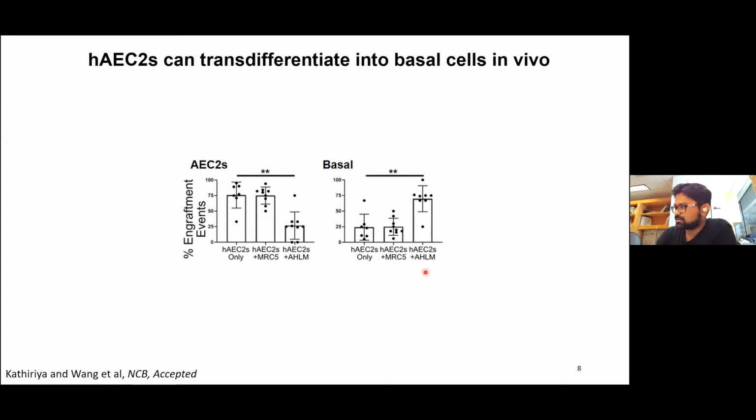And then the 75%, maybe 74%, 73% of these regions were now completely basal cells and devoid of any alveolar markers that we could find. And so clearly, the co-transplantation of this AHLM along with the type 2 cells promoted this basal cell switch, just like in our cell culture system.